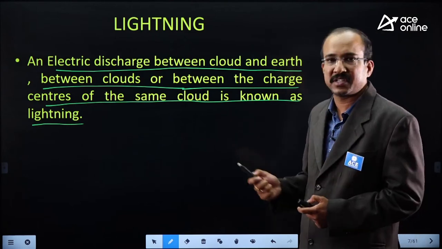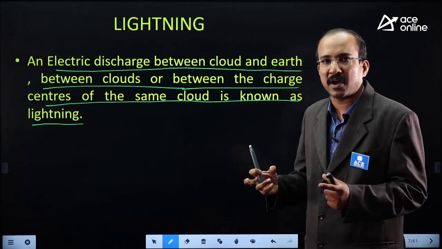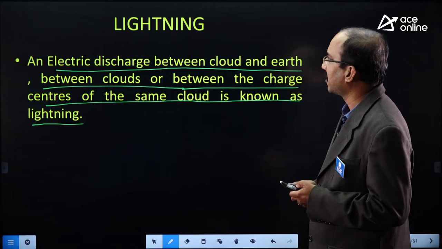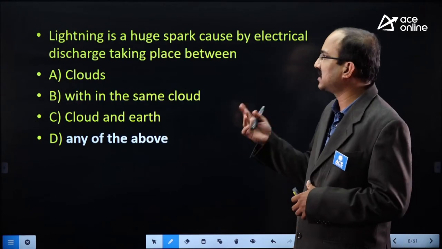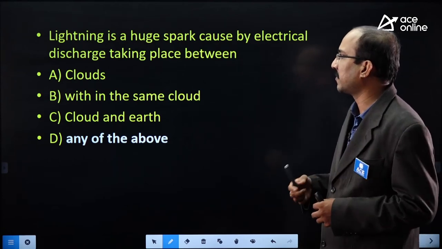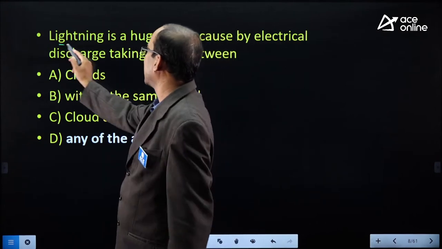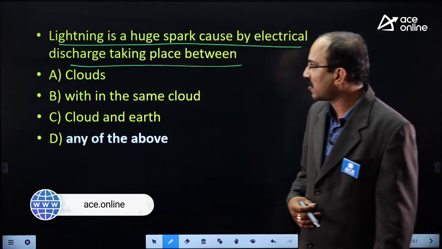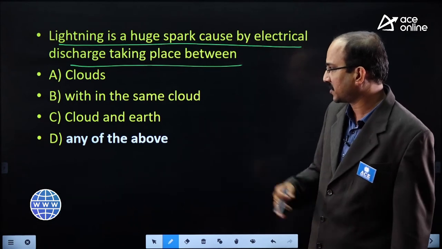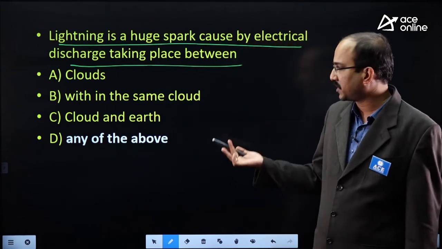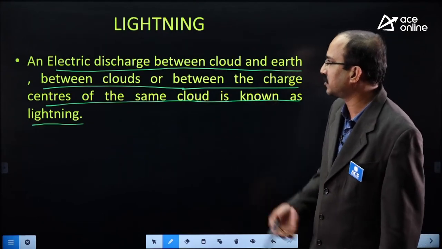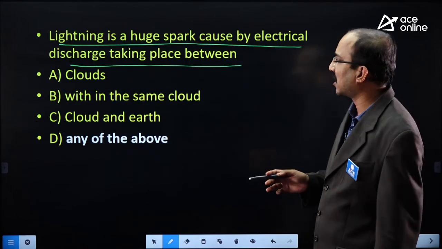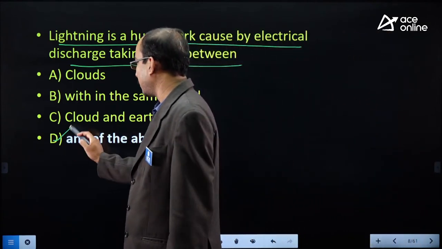So lightning is nothing but an electric discharge between cloud and earth, or between two clouds, or between the charge centers of the same cloud. Now, lightning is a huge spark caused by electric discharge taking place between: option A, clouds; option B, within the same cloud; option C, cloud and earth; option D, any of the above. As per our definition, it is a discharge between cloud and earth, or between two clouds, or between the charge centers of the same cloud also. So any of the above will be the answer.